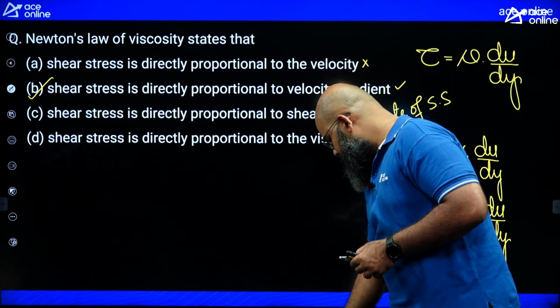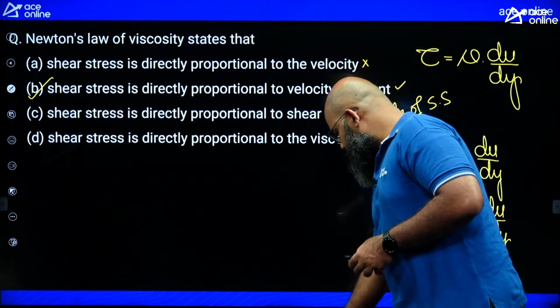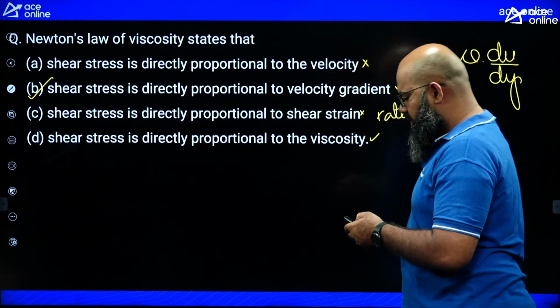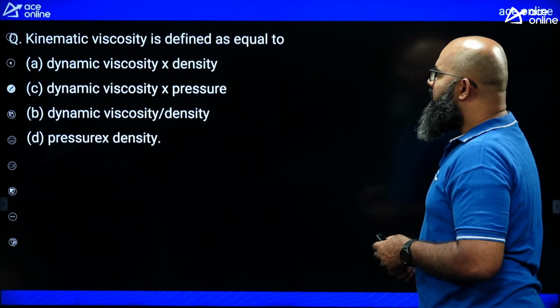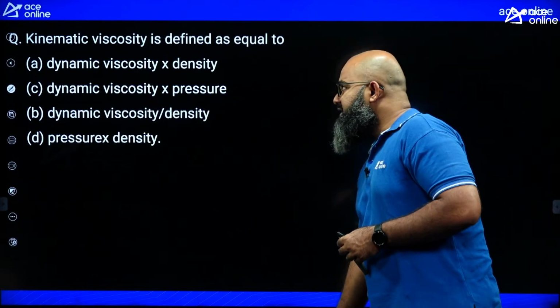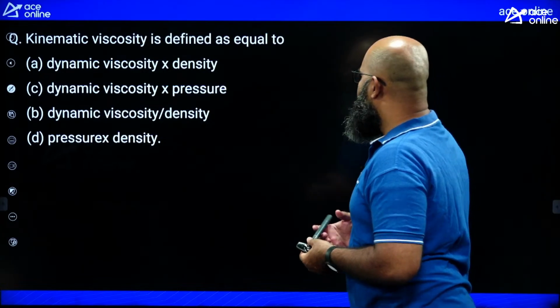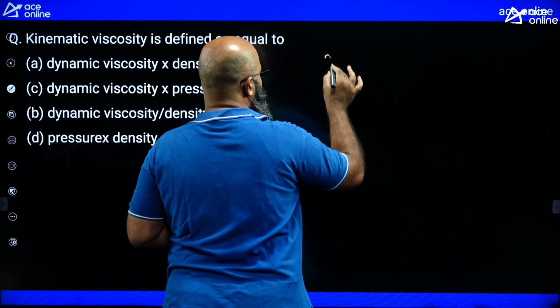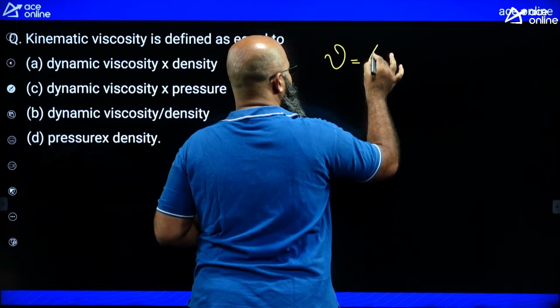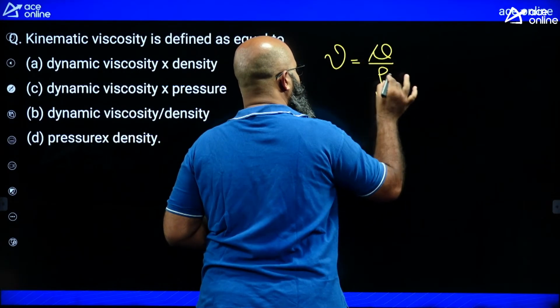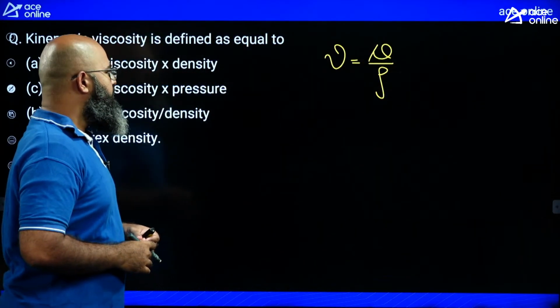Moving further. Let us say kinematic viscosity is defined as. What is the definition of kinematic viscosity? He is saying kinematic viscosity over here is nu, and the value of nu is equal to mu divided by rho. Nu is equal to mu divided by rho.